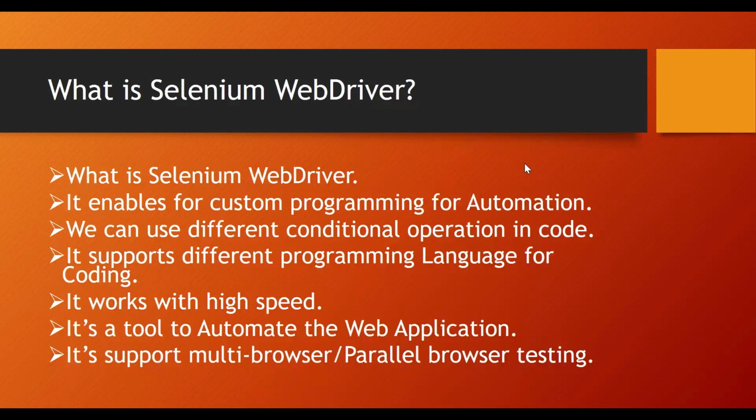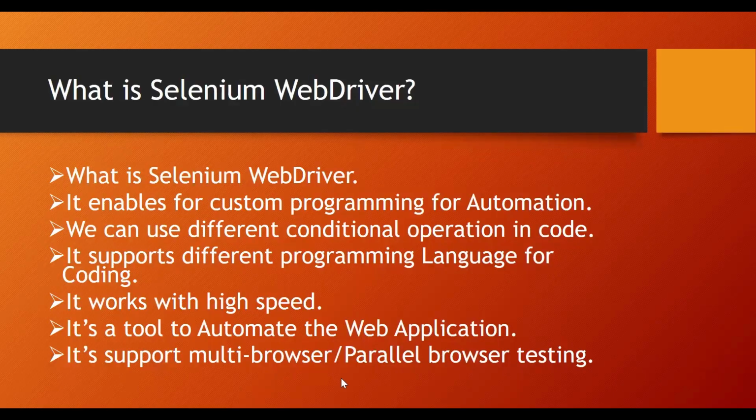The fourth point is that it supports different programming languages for coding. Selenium allows us to write code in different programming languages like Java, C Sharp, PHP, and Python. We don't need to learn all of these programming languages. We must have only one programming language, and we can write the automation code and run it on Selenium WebDriver. In this tutorial series, we will use the Java programming language for the automation.